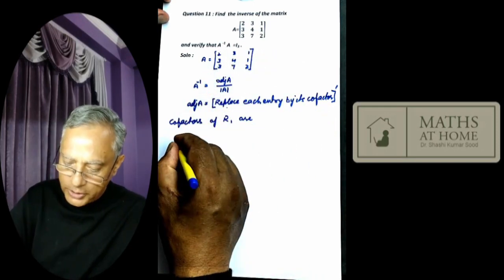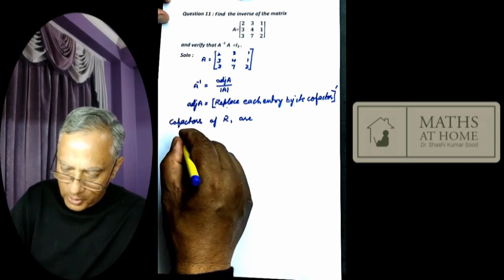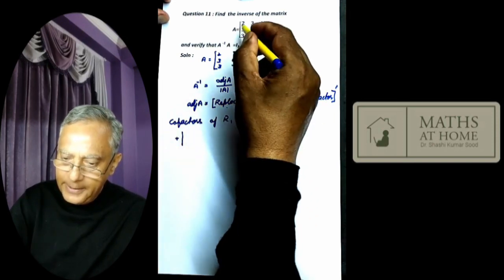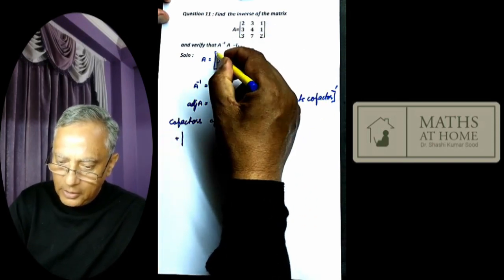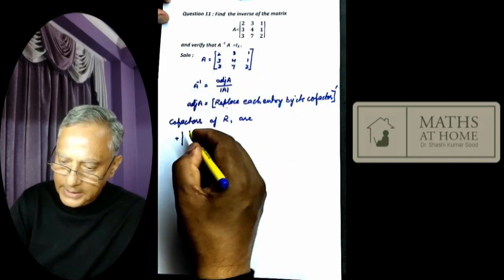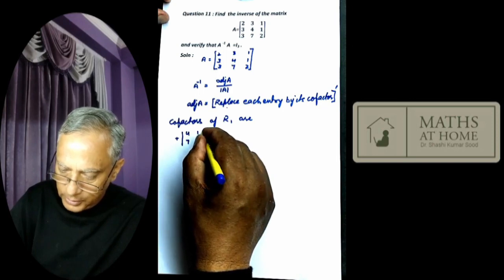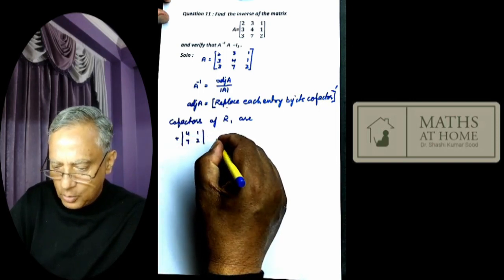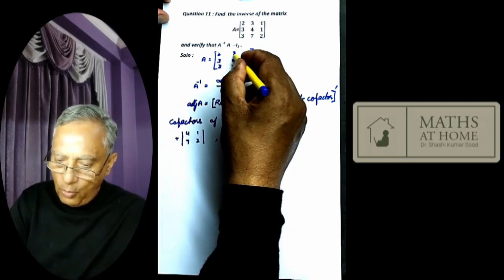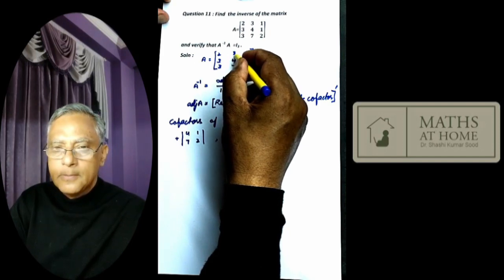So this will be positive. So first will be positive, and we will get, this is gone, this is gone, 4, 1, 7, 2. This is the first cofactor. And second cofactor, this is odd place.